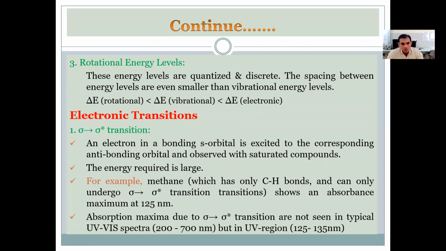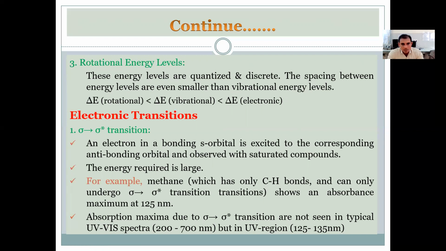Transition between the molecules. Different types of electronic levels are possible. Basically, there are four types of transitions. First one is sigma to sigma antibonding, then n to sigma antibonding, pi to pi antibonding, and n to pi antibonding transitions. Now, first one, sigma to sigma antibonding transitions.